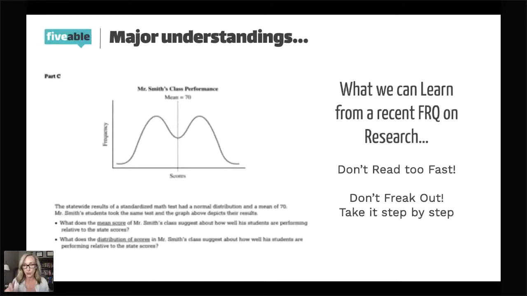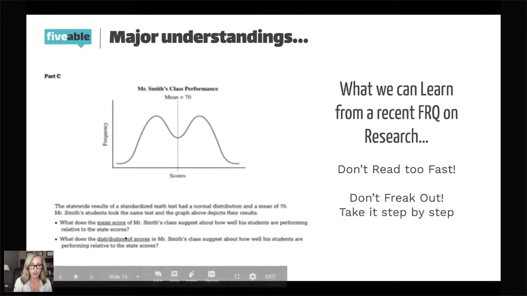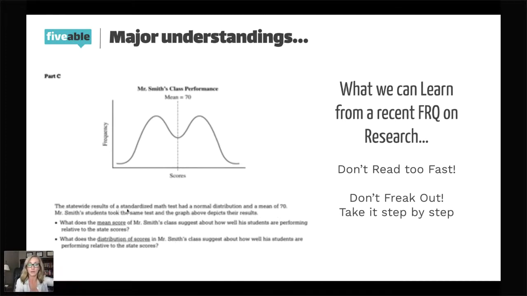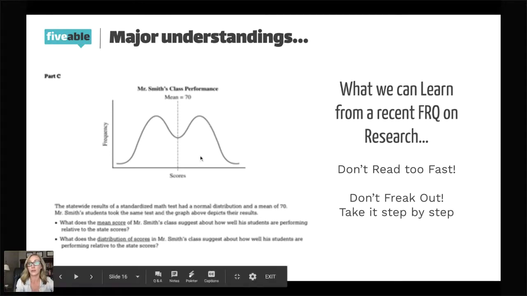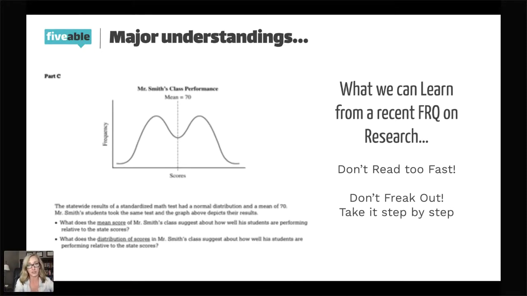It is not the same question, and here's why. It is not the same question because of the underlined part, mean score versus distribution of scores. Let's look back to the little prompt that was given to us. It says the statewide results of a standardized math test had a normal distribution. Now, you know that a normal distribution is a bell curve. It is a perfect bell curve. Is Mr. Smith's class performance a perfect bell curve? No, it is not. So it is not the same.